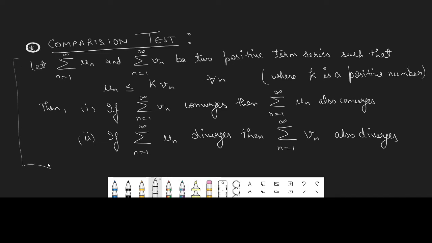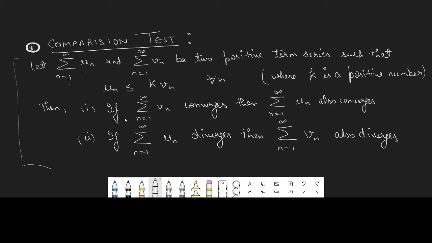of this test. The statement is, let summation n equals 1 to infinity un. Basically, in the comparison test we take two infinite series and compare them, and then we say that it will converge or diverge. So first, let summation n equals 1 to infinity un and summation n equals 1 to infinity vn be two positive term series such that un is less than or equal to k vn. K is basically any positive constant, nothing variable in it. So if you write that, it's okay. If you don't write that, then it's also okay.